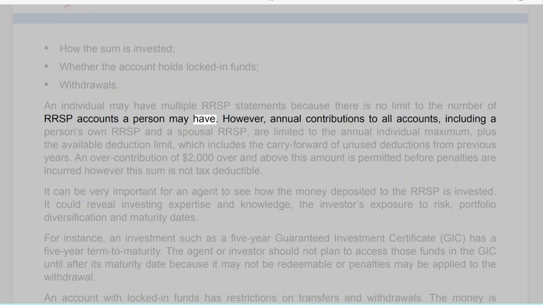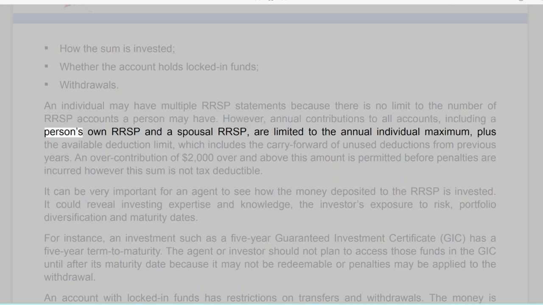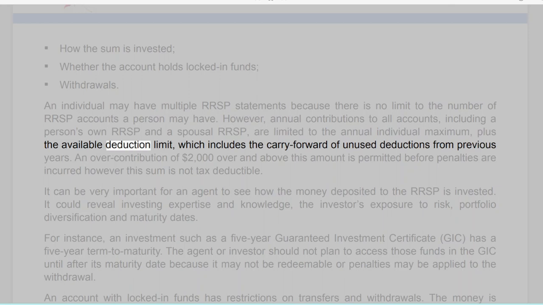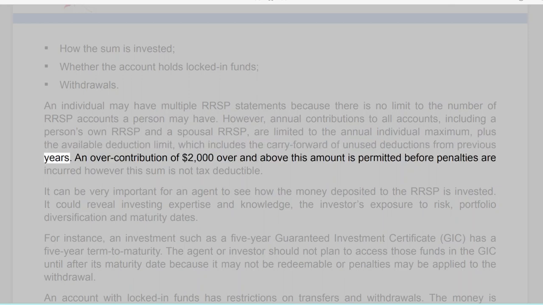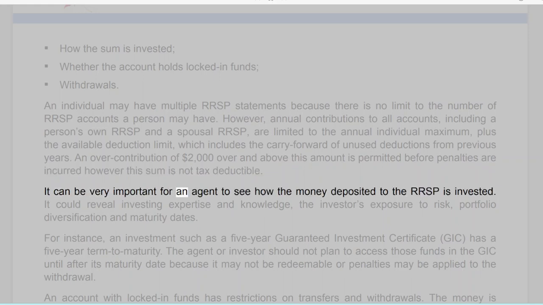An individual may have multiple RRSP statements because there is no limit to the number of RRSP accounts a person may have. However, annual contributions to all accounts, including a person's own RRSP and a spousal RRSP, are limited to the annual individual maximum, plus the available deduction limit, which includes the carry-forward of unused deductions from previous years. An overcontribution of $2,000 over and above this amount is permitted before penalties are incurred, however this sum is not tax deductible.